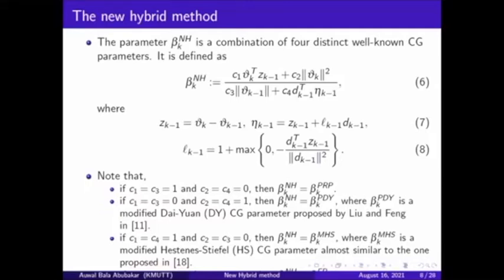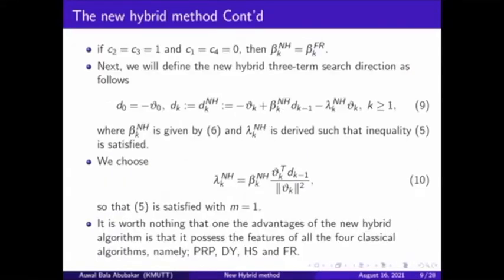The third case is if you take C1 equal to C4 equals 1, and C2 equal to C3 equals 0, then beta k nh will become similar to beta k MHS, which is a modified Hestenes-Stiefel CG parameter proposed in 18. And the last case is if you take C2 equal to C3 equals 1, and C1 equal to C4 equals 0, then beta k nh will be equal to beta k FR, which is the Fletcher-Reeves. So next we will define the new hybrid 3-term direction as follows.